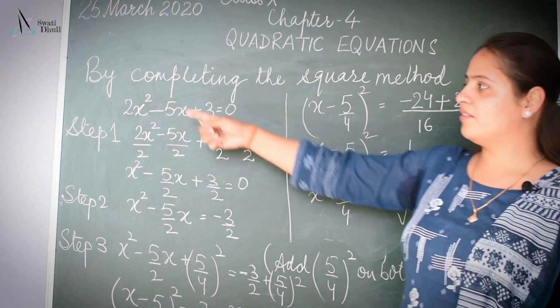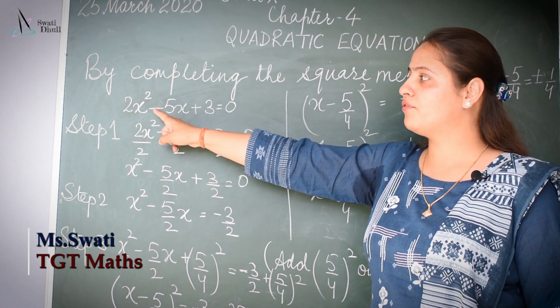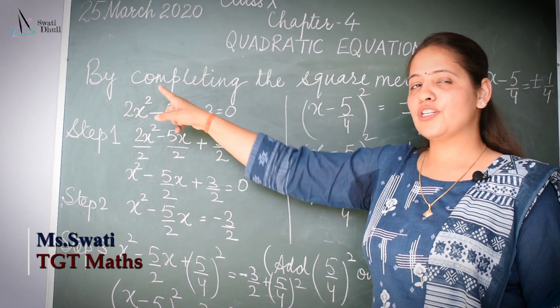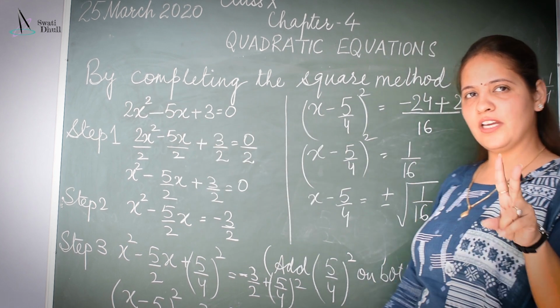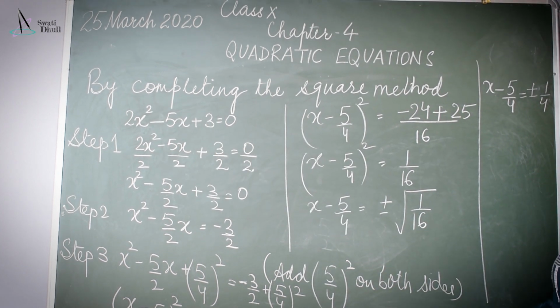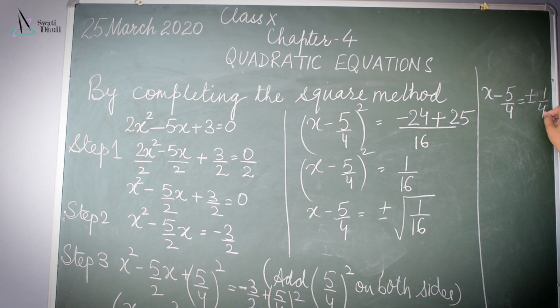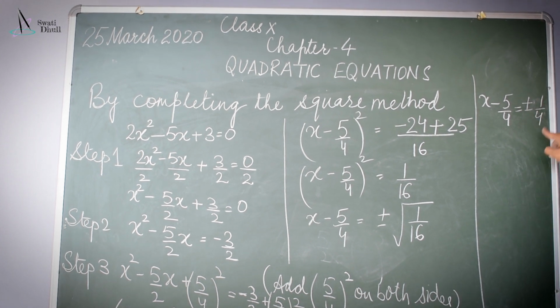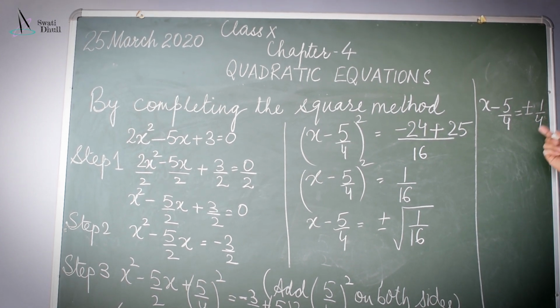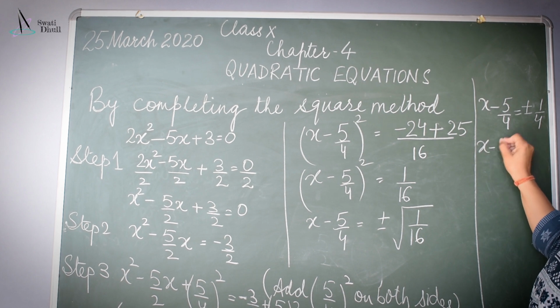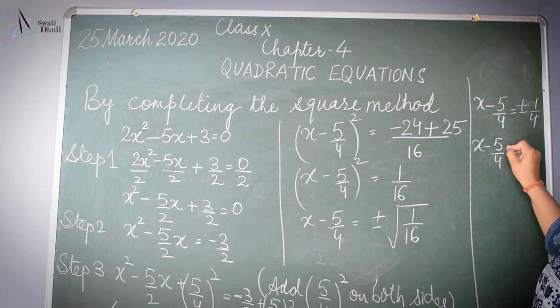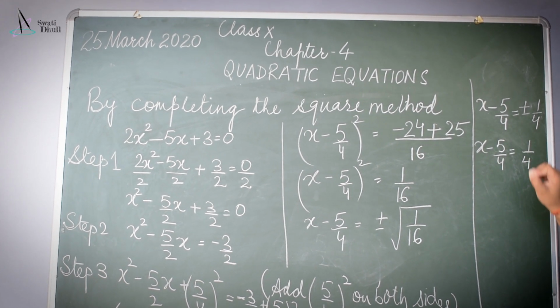Now I know that when the highest degree of this equation is 2, it will have two roots or zeros, or the solutions of the quadratic equation. So I'll take plus 1 by 4 one time and minus 1 by 4 another time. So x minus 5 by 4 is equal to, let's take, 1 by 4.